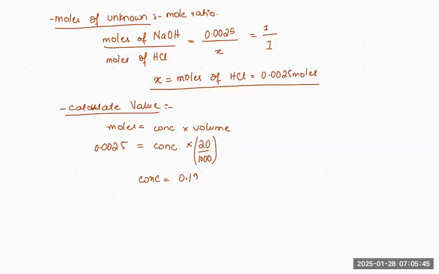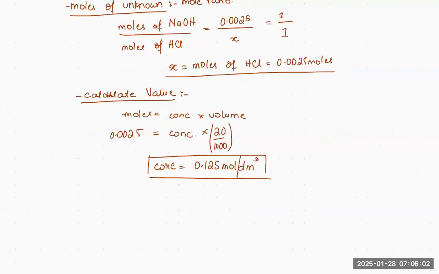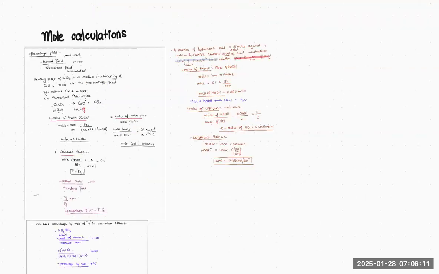All right, so this is how you're going to do the calculations. We started with calculating the known, that was sodium hydroxide. Unknown, that was HCl. And then finally calculate the value. Whatever they ask you in the question, concentration, volume, mass, whatever, you calculate that. So this is how you are going to do your titration calculations. Right? Making sense? I hope it's clear to everyone.